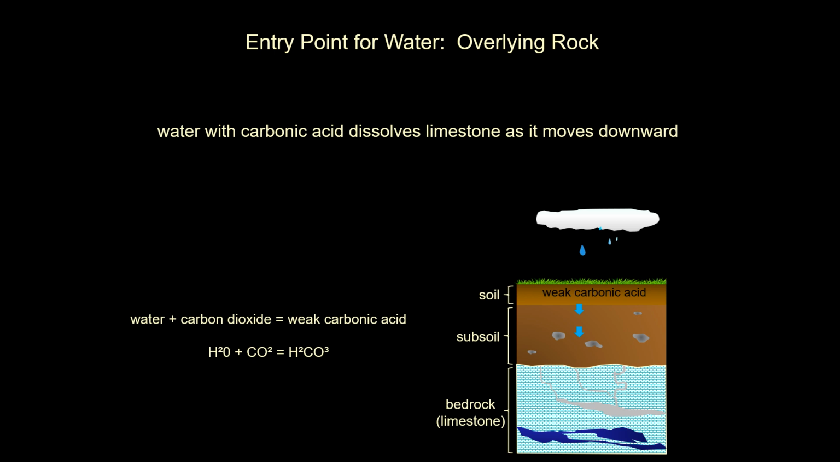Another entry point for water is just the overlying rock. When you have rainfall, imagine rain falling here, as shown in this animation, and that rain coming in contact with vegetation at the surface, where that vegetation helps to make that water a weak carbonic acid, a very weak acid. That water will pass down through soil and subsoil and eventually down into bedrock, where it will dissolve a little bit of limestone and carry that limestone downward.